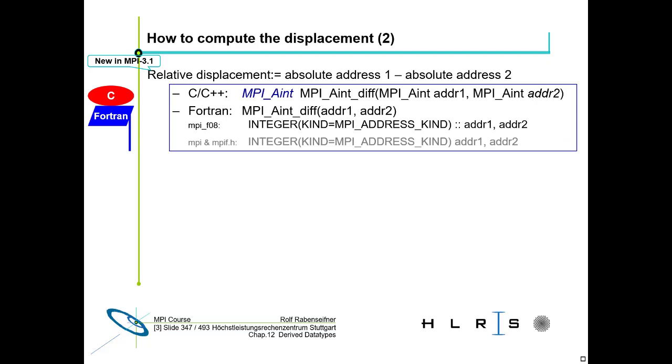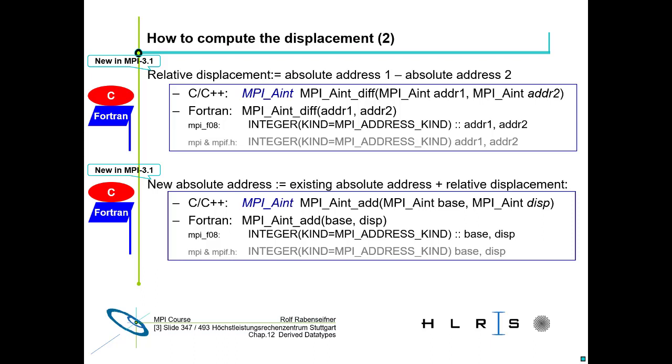So how to compute the actual displacements? There is a function for that, which is MPI_Aint_diff. It takes the first address and the second address and returns the difference in addresses. Address 1 and address 2 are absolute addresses. The difference is just a number of bytes. The same works in Fortran. Note that the kind of an address is MPI_ADDRESS_KIND in Fortran.